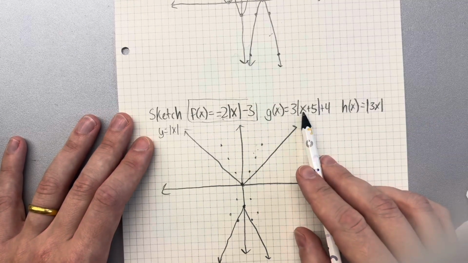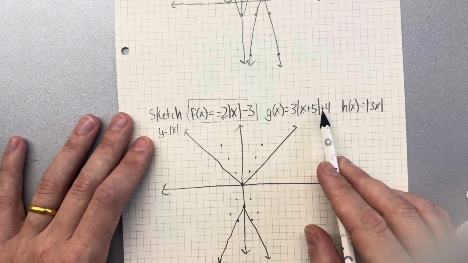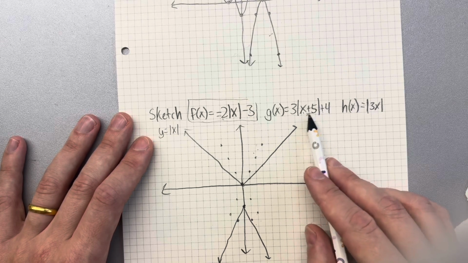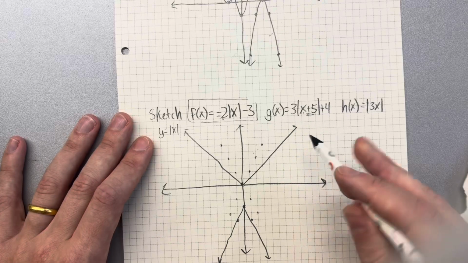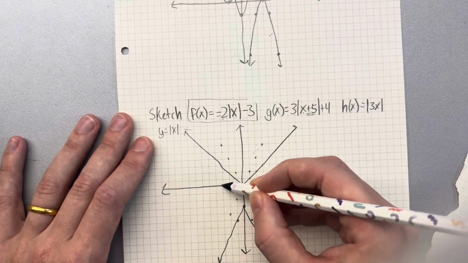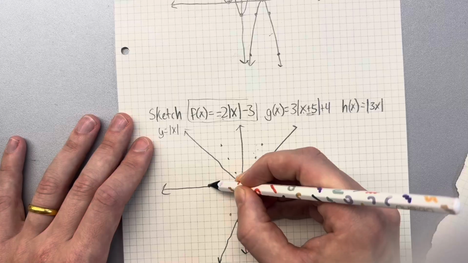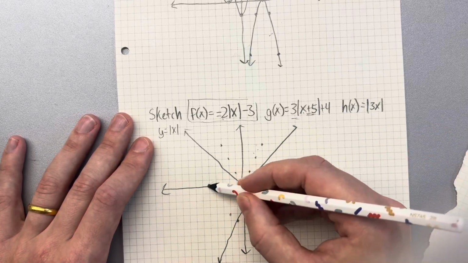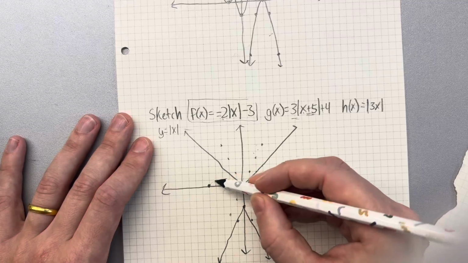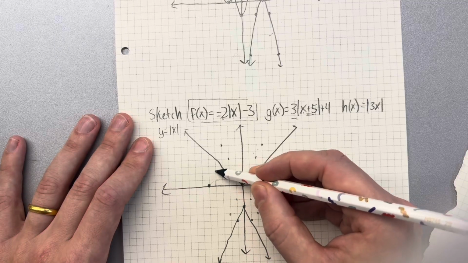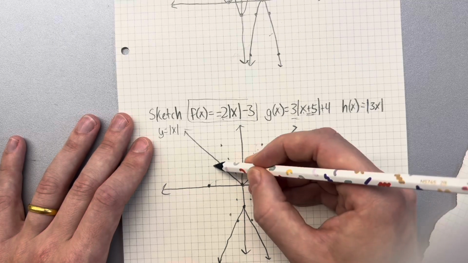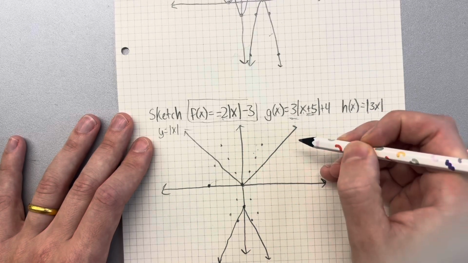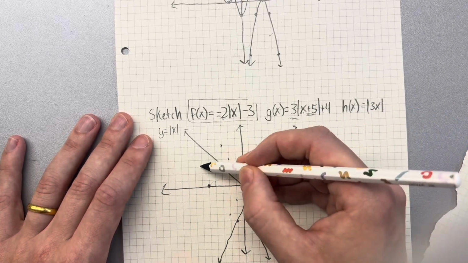Here, now we've got shifted left 5, up 4. Well, first, left 5, right? It's like the quote-unquote vertex is at x equals -5. 1, 2, 3, 4, 5. Now we've got a vertical stretch of 3. So instead of going over 1, up 1, we're going to go over 1, up 3. 1, 2, 3. Because it's a vertical stretch of 3. Okay, so we kind of got this shape.